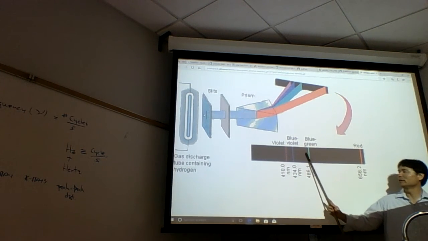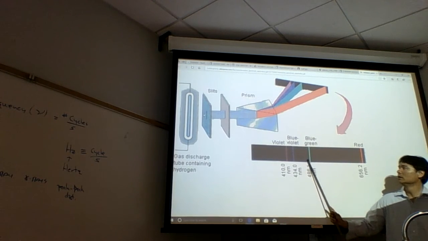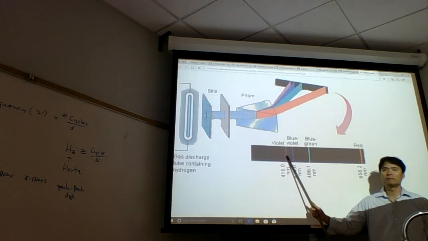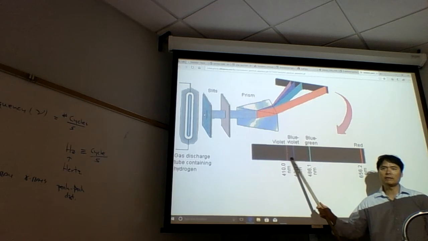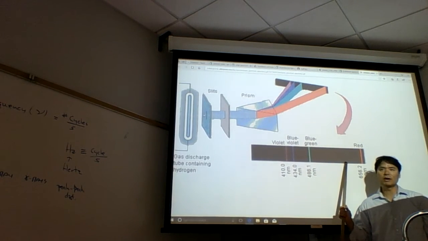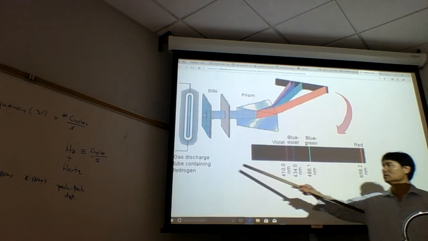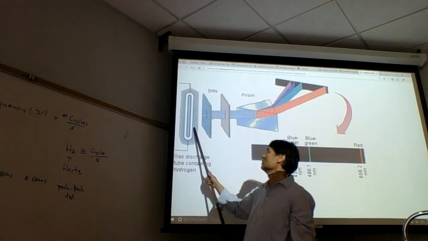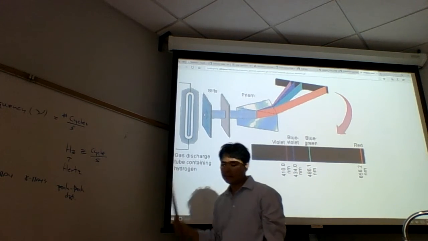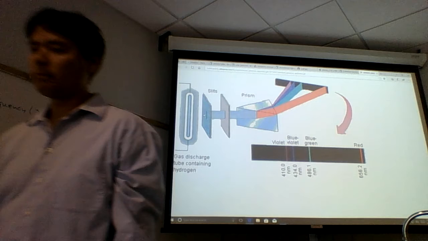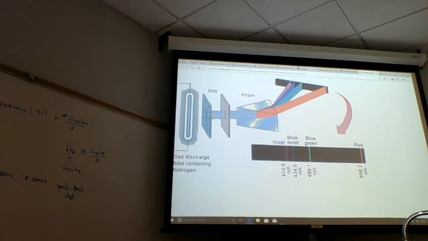Then there's some blue-green here, but only one color. And then blue-violet and blue and violet. And so when we add up these colors, it doesn't add up to white light. When you look at the actual discharge, it looks purple. And so the light emanating here looks purple-violet in color. And the question is, why is this? Well, the explanation is this.